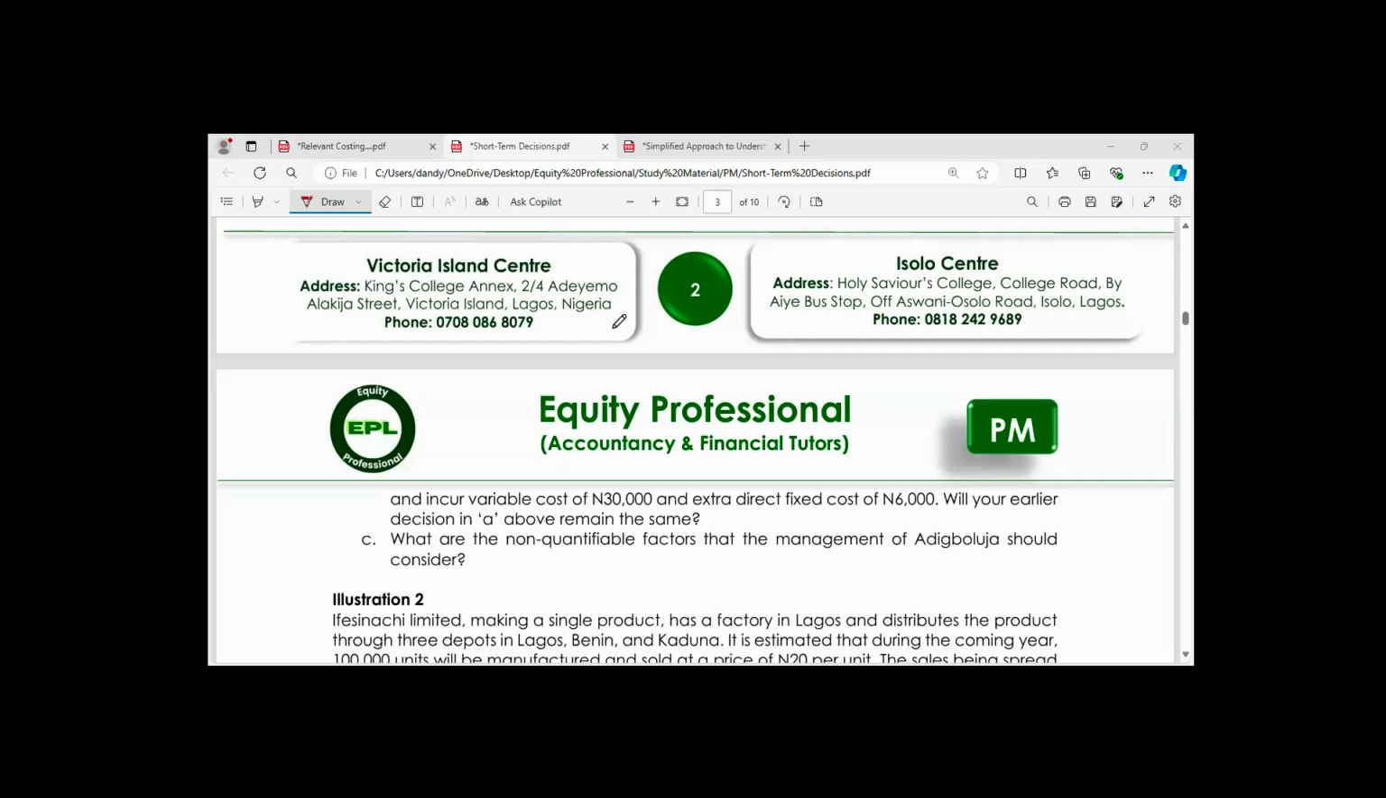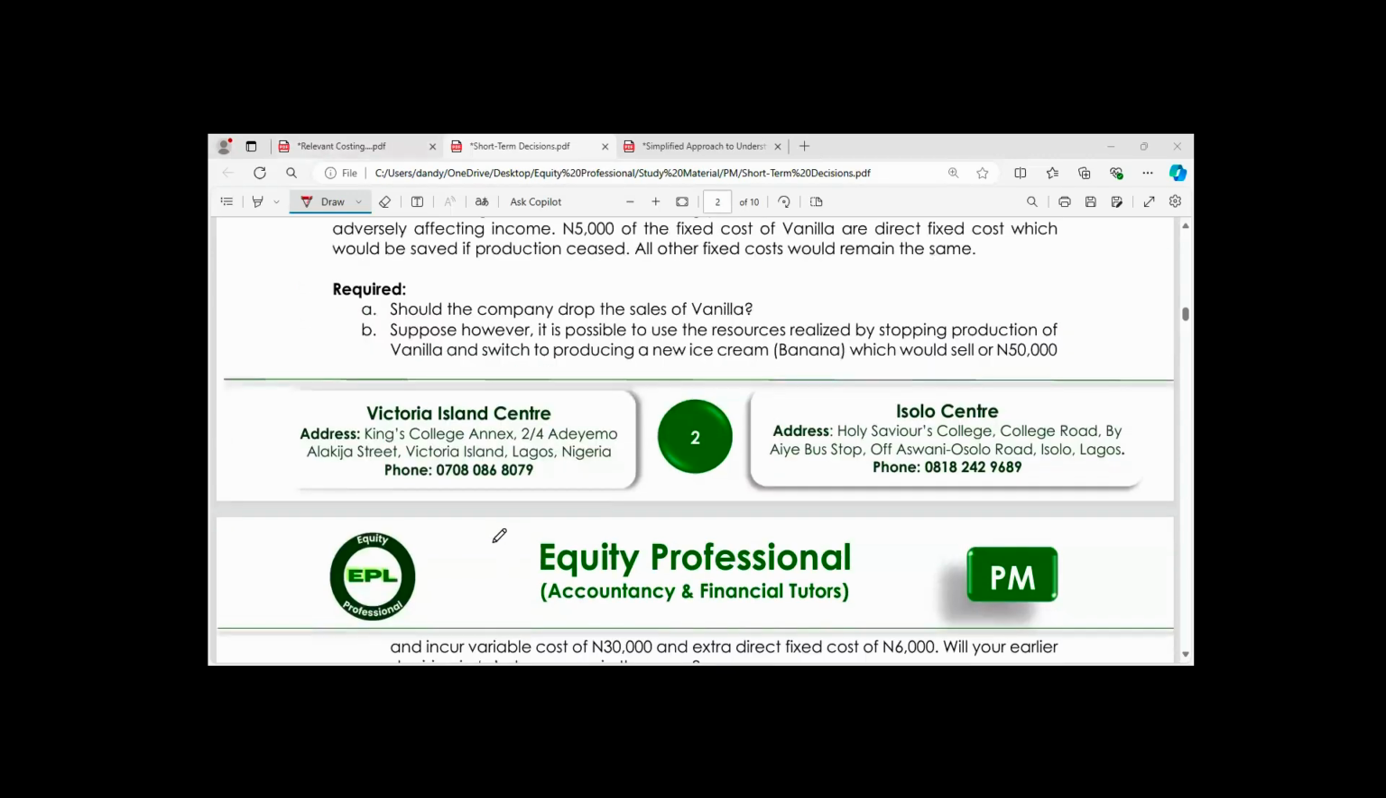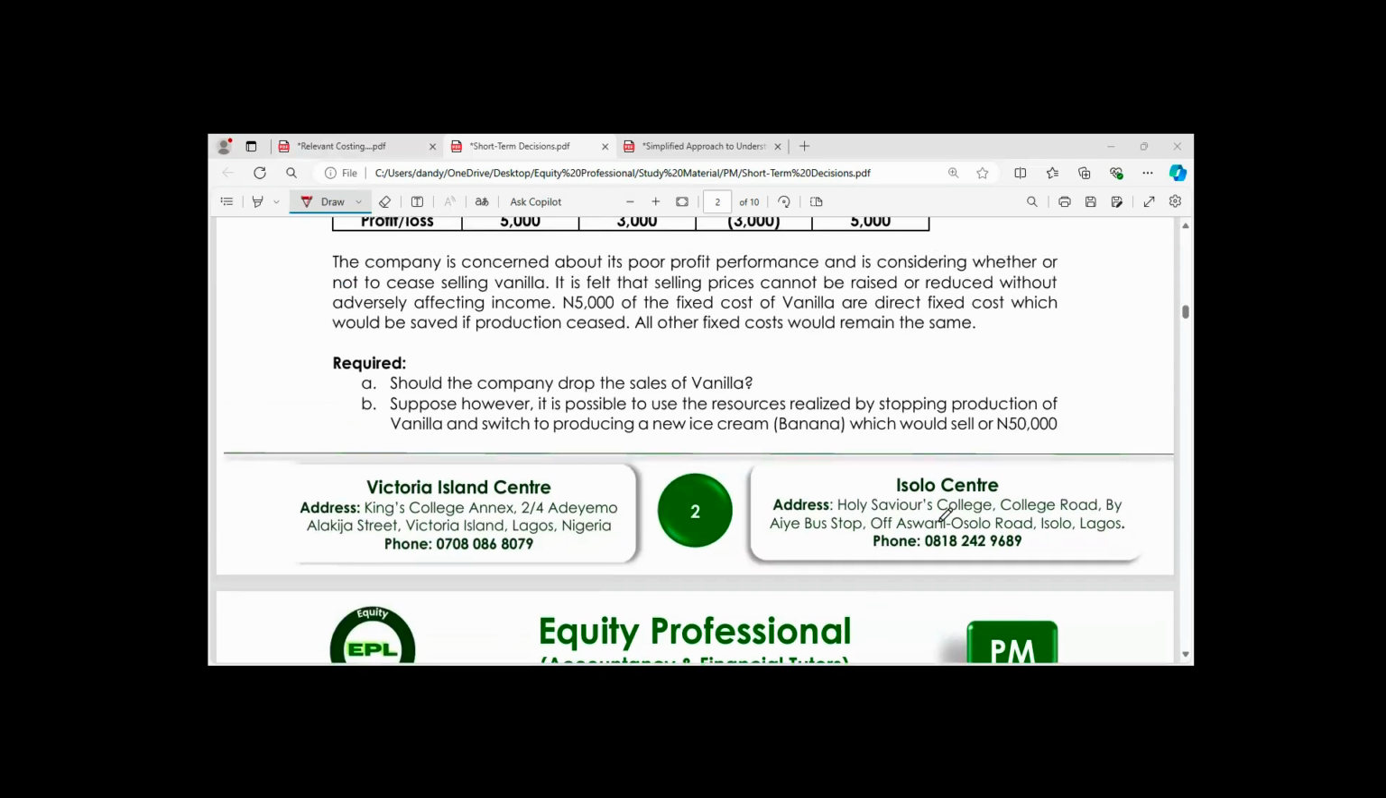Thank you very much, Tife. Yes, that is the question. The examiner is asking you, should the company drop the sales of vanilla? Something should cross your mind from this requirement. You should know that this represents deleting of a segment. So if it's deleting of a segment, what are you supposed to do? Very clear.